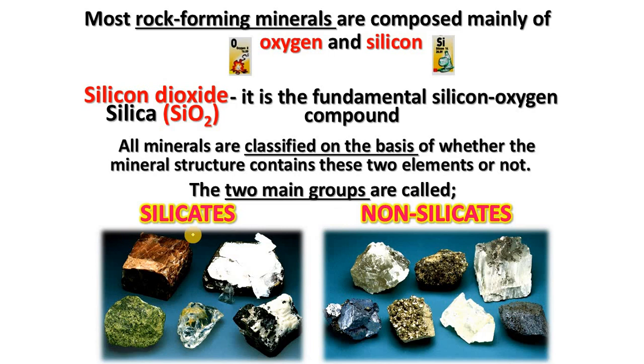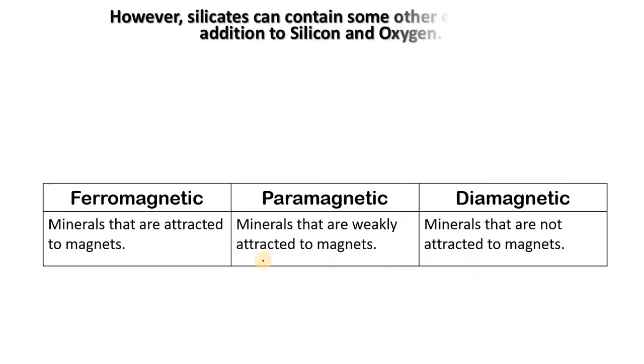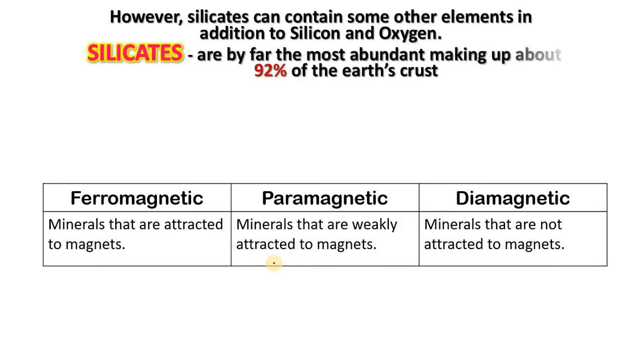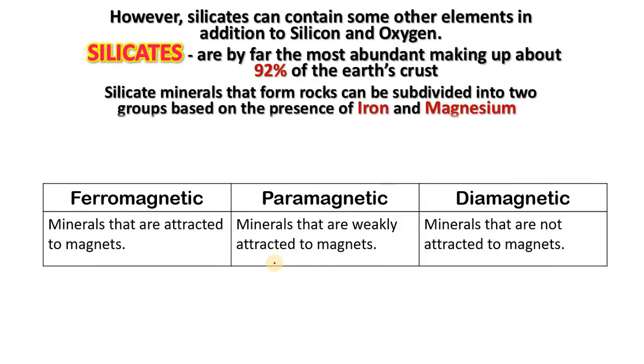Yung pinaka-abundant, guys, eto, silicates, no? So sila yung pinaka-abundant na group ng minerals natin, silicates. They are the most abundant group of minerals. Now let's go to the groupings of silicates, no? Yung groups under silicates. Meron tayong system of grouping silicates, guys. 92% of the Earth's crust, puro lang silicates.